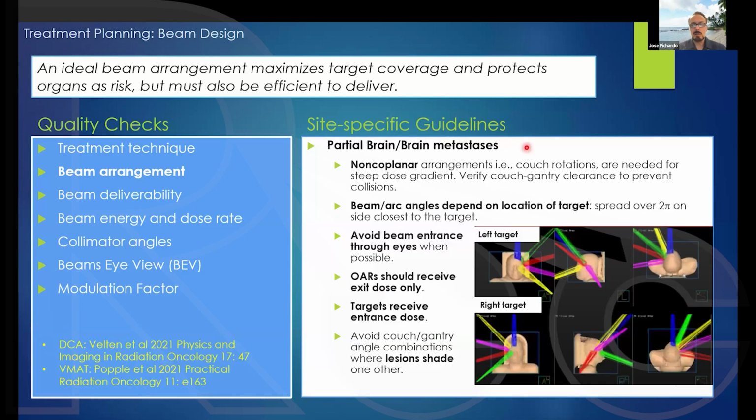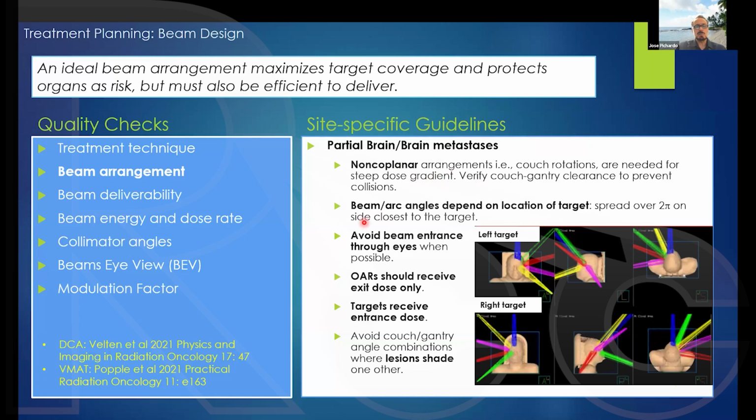All right, if you're treating a partial brain or brain metastasis, typically you want to use non-coplanar arrangements. Non-coplanar means that you're rotating the couch. So if the couch is always at 0, that's coplanar. If the couch is at some other angles, then it's non-coplanar. And since we're doing non-coplanar arrangements, always verify that there's no collision with the gantry. Very, very important. Some of the checks, you could do them directly in the treatment planning station because they have a 3D diagram sometimes of the gantry and the couch and the patient, and you can see an animation, and you can actually see how the gantry rotates around the patient.